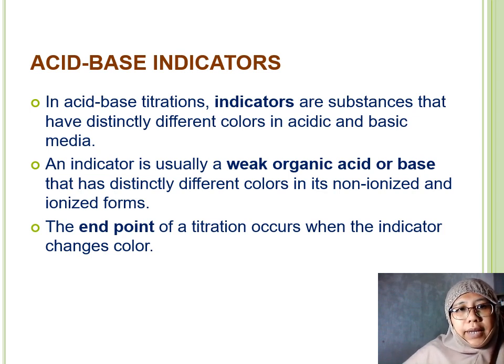Let's look at acid-base indicators now. What are indicators? They are substances that have distinctly different colors in acidic and basic media. An indicator is usually coming from a weak organic acid or base that has distinctly different colors in its non-ionized and ionized form. The endpoint of a titration occurs when the indicator changes color.